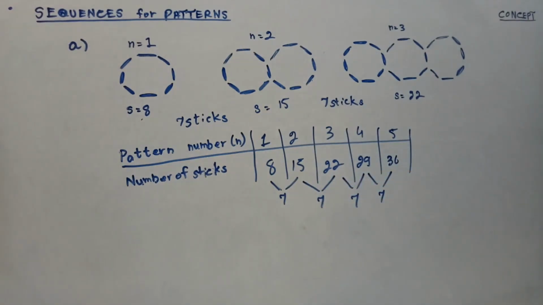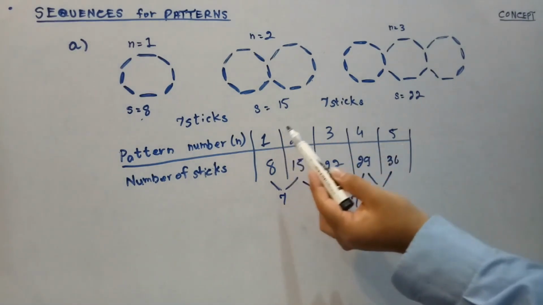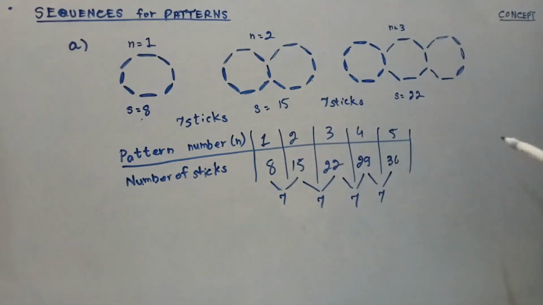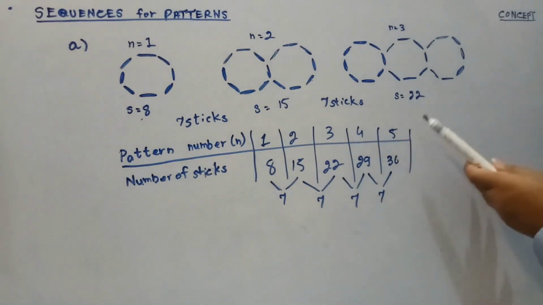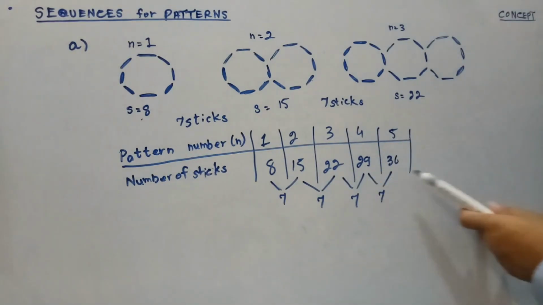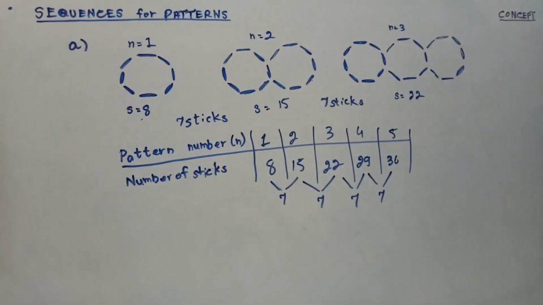So as I have told you earlier, here we have to apply the position to term rule. Why position to term rule? Because here the first pattern, second, third, fourth, fifth, these are actually the positions, and according to each position we have a corresponding number of sticks.